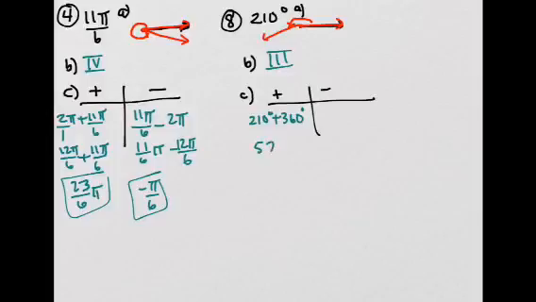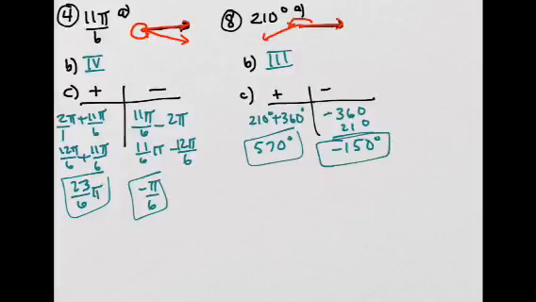570. And to get a negative angle, we subtract 360 from it, so I'll just put it like this. So it's negative 150. So that's a positive. Now these are not the only answers, as you know. We could keep adding 360 or subtracting 360 to get other coterminal angles.